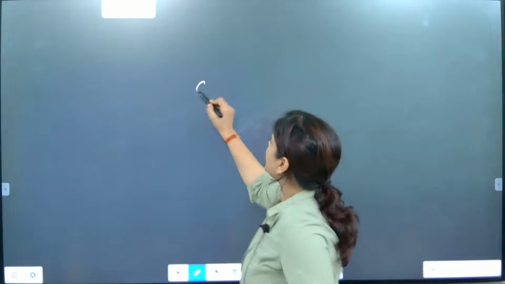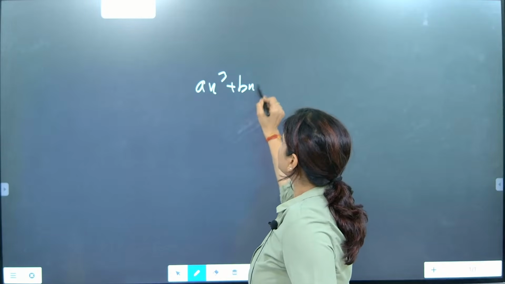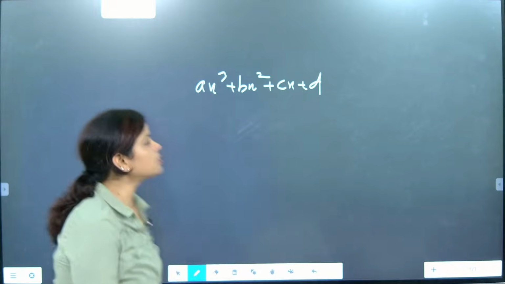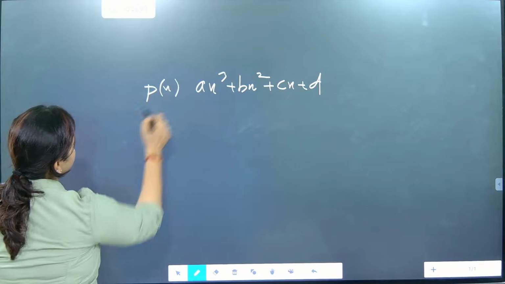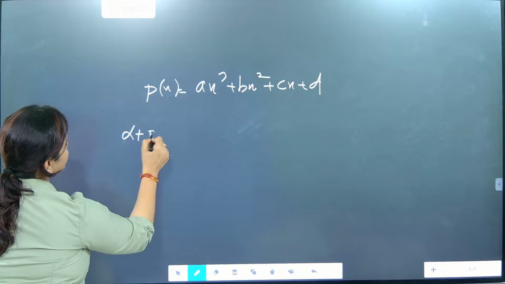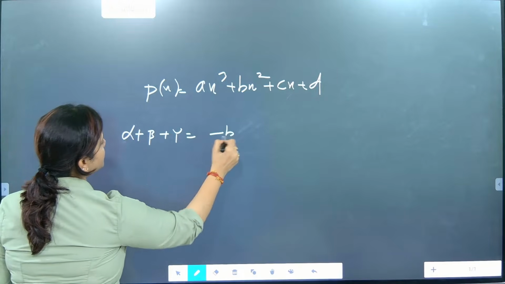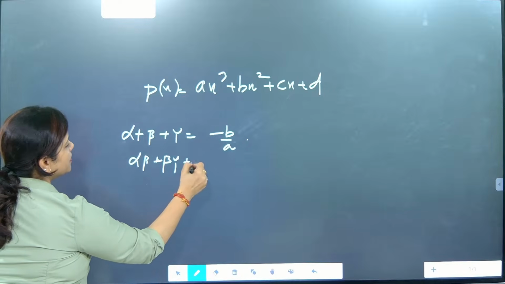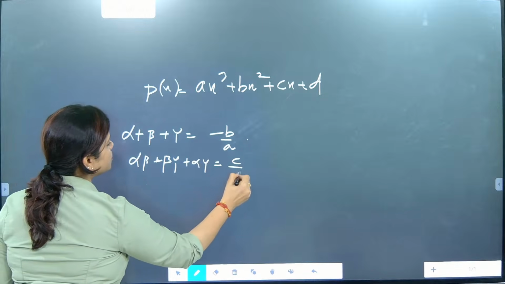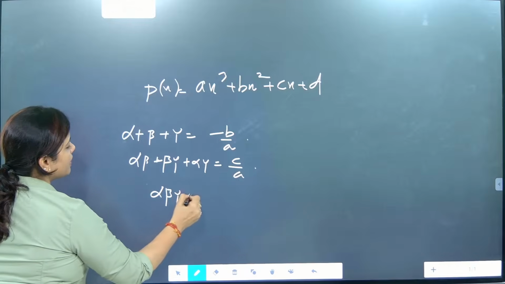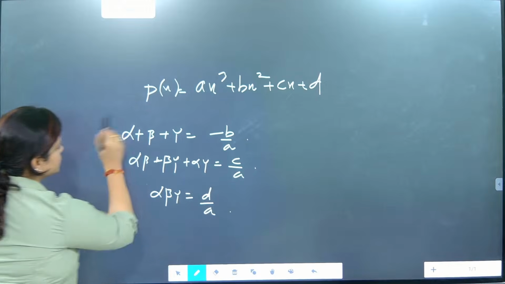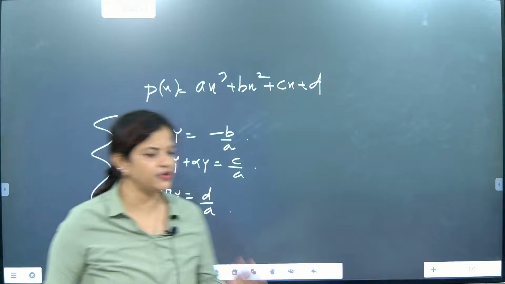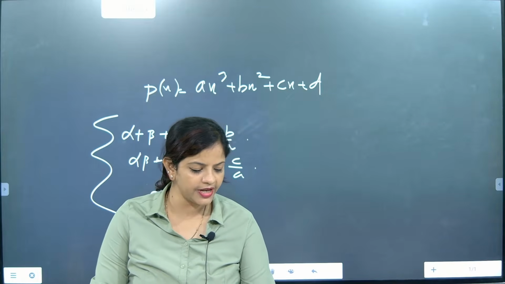If they write ax cube plus bx square plus cx plus d, that is a cubic polynomial, P of x. Then alpha plus beta plus gamma will be minus b by a. Then alpha beta plus beta gamma plus alpha gamma will be equal to c by a. Then alpha beta gamma will be equal to minus d by a. So these are the three cases, and based on that only we solve the questions. I hope you have understood. Now we will go for the next one.